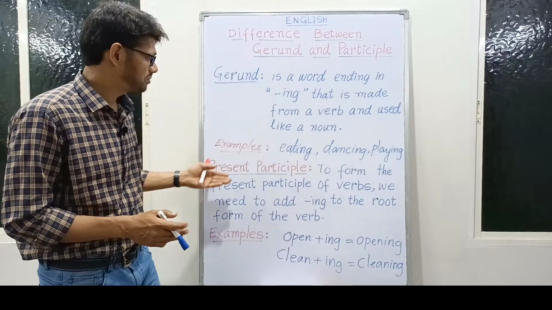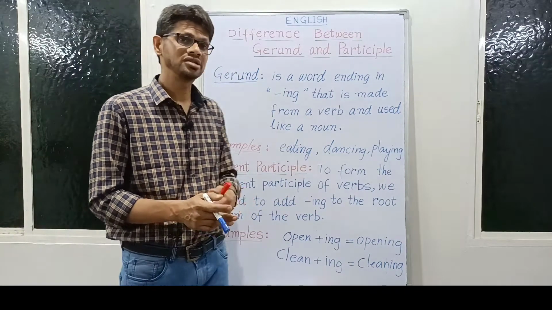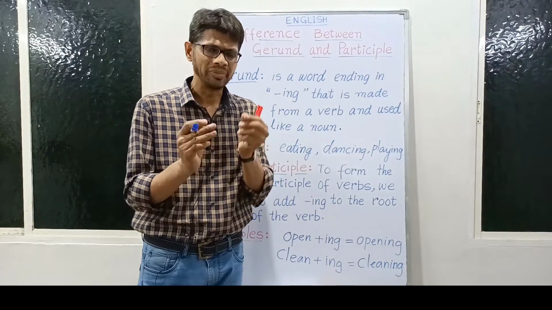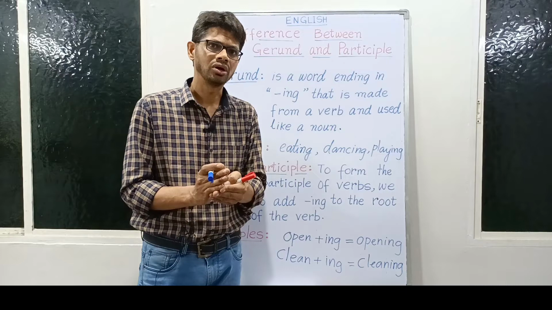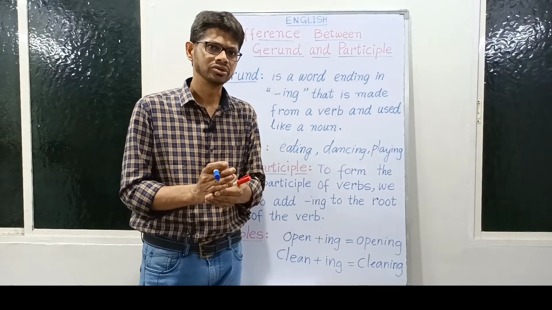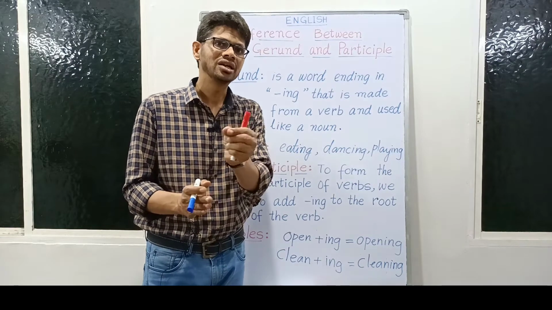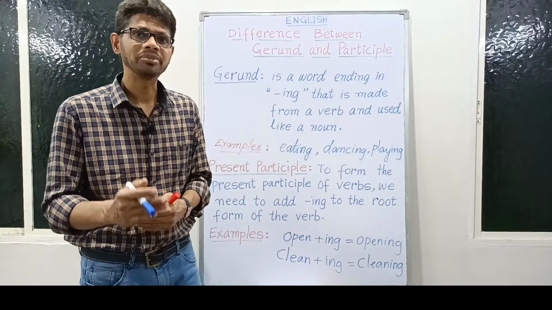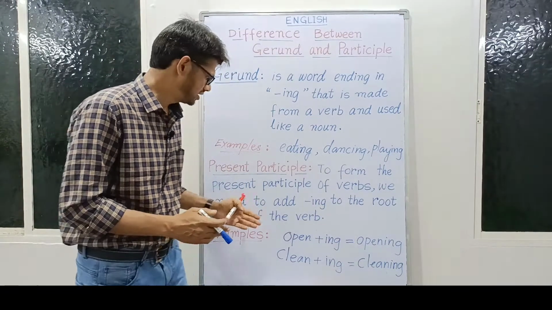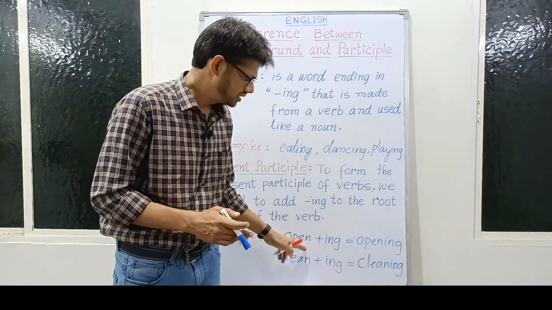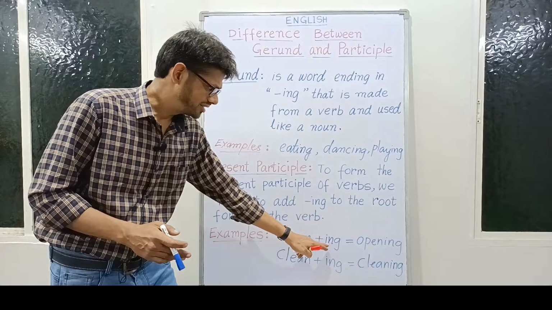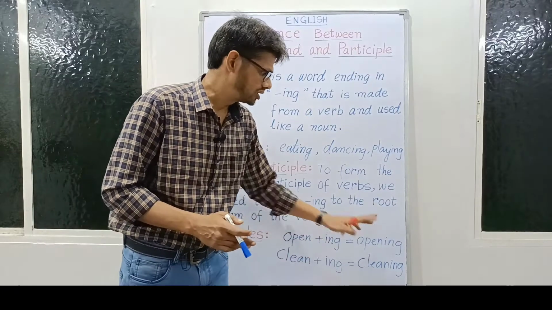Next, present participle. What is the meaning of present participle? Present participle बनाने का सबसे आसान तरीका ये है, base form, root form of the verb. Root form of verb को हम आखिर में ing लगाते हैं, तो ये present participle बन जाता है. Example here, open. Open is a base form of the verb, root form of the verb, plus ing is equal to opening.